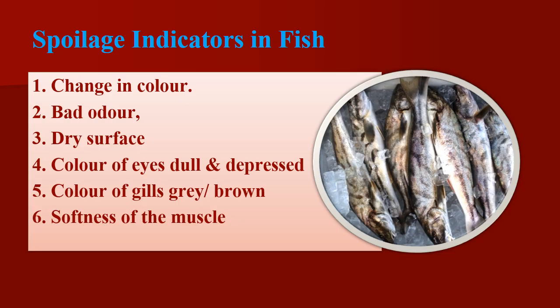Then the color of the eyes will be dull and depressed, so the shine will not be there and they will be sinking inside. Then the color of the gills, instead of red, will be gray or brown. Some smell also may come. And there is softness of the muscle. If we check the texture or press, we will feel that the muscle doesn't have that much firmness, rather it will be more soft. So these are important indicators of spoilage in fish.